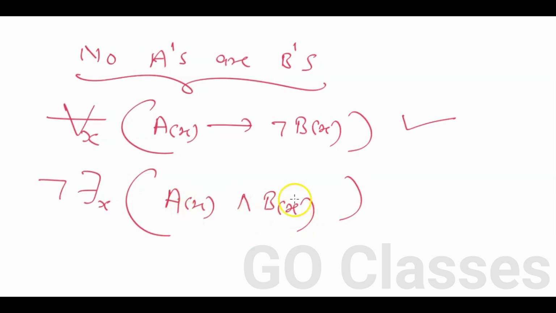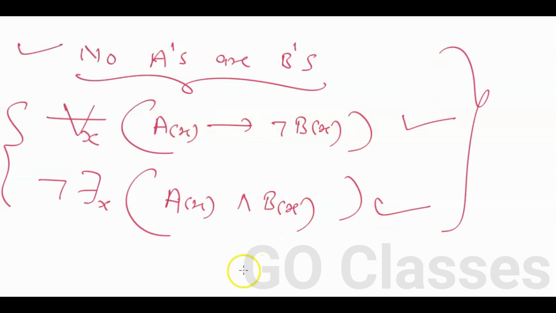There does not exist any A which is B. This is also correct. And these both are equivalent. So both are same. This expression is equivalent to this expression. And this is our English statement. So this is another important template.